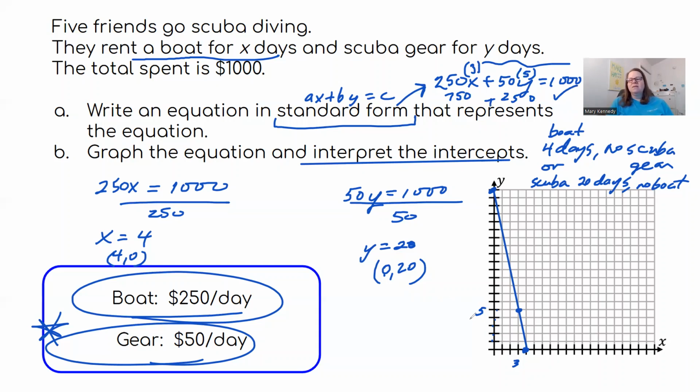So that would work. That is a solution to our equation, but it's also a solution to our question of what could work here. So using the intercepts gives us a nice graph that then helps us to know that any point along here shows places where we could spend that $1,000. And so the most we can rent the boat for is 4 days, or we can have scuba gear for 20 days, but not both for $1,000.